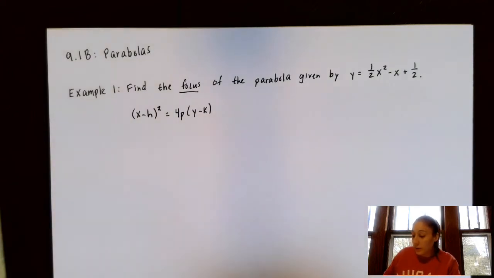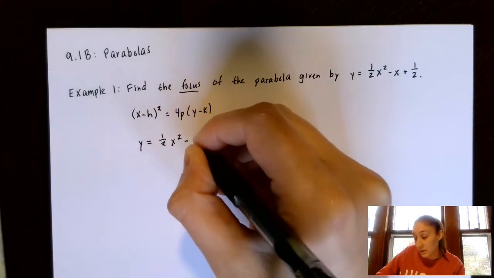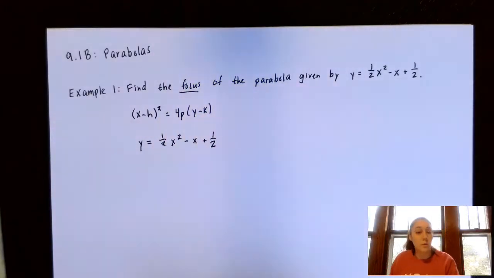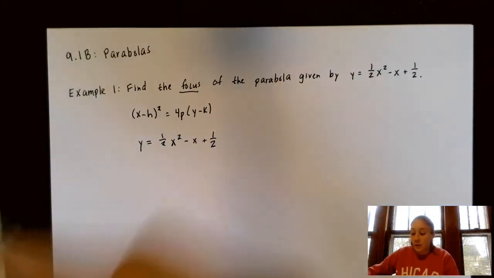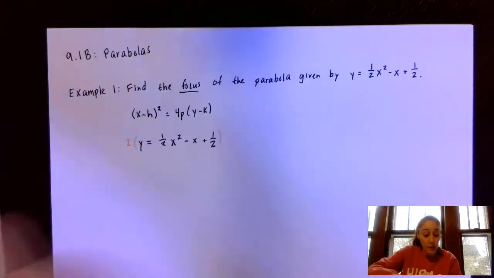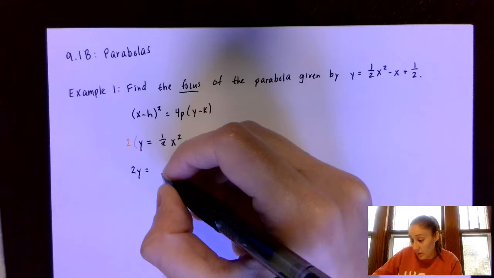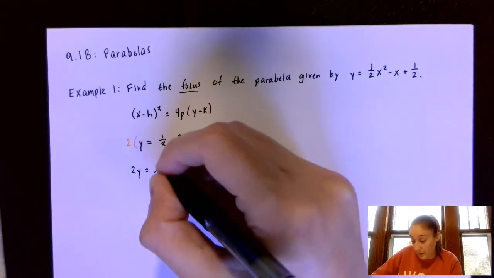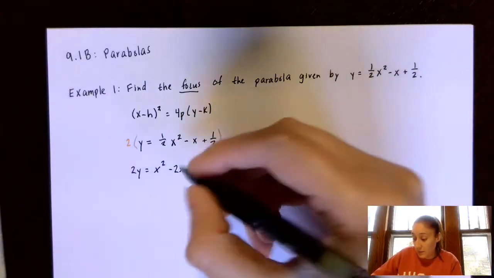All right, so the first thing that I want to do in this equation, and I'm just going to write it down real quick so we can start our work, is avoid all these fractions, so I'm going to clear the fractions by multiplying by an LCD, a common denominator, which is 2 in this case. So I'm going to multiply everything by 2. You don't have to, this is just preference. If you don't mind working with fractions, then you can just keep the fractions. So this is going to give us 2y equals 2 times 1/2 is 1, so just x squared. 2 times negative x is negative 2x, and 2 times 1/2 is 1.